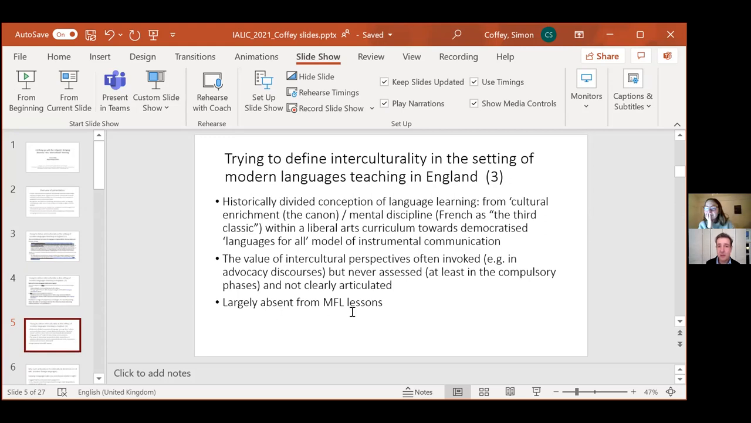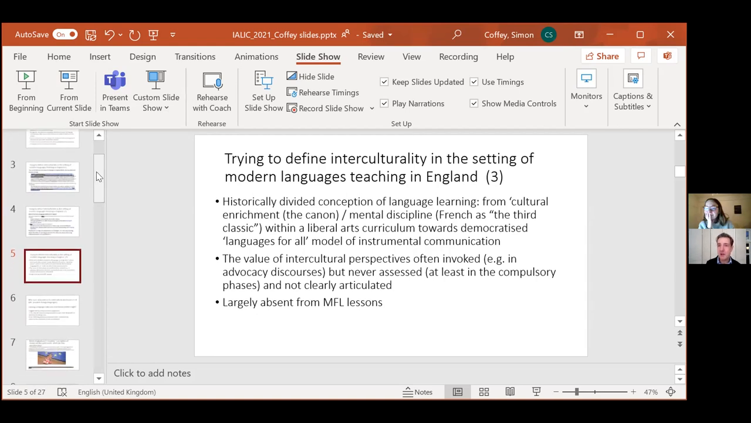It's largely absent from modern foreign language lessons in contexts that I'm familiar with in England. This speaks to me of a much wider and deeper disciplinary identity crisis almost, in language teaching, either as a sort of humanities subject within the liberal arts tradition, or as a more practical, instrumentally oriented communication type activity. I think it means different things to different people, and there's some discomfort around what role culture has, or intercultural training has, within that quite mixed model. So I think there needs to be a much greater clarity in our rationale for language teaching.